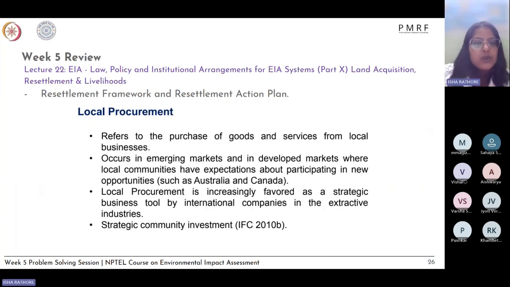We discuss local procurement, which refers to the purchase of goods and services from local businesses. This is to ensure that local procurement acts in favor as a strategic business tool by international companies in the industry. This is because when a project is being proposed at the site, you also say that because of the development of this project, we are going to use local goods, local services, and local labor. So they will get jobs and have some sort of benefit coming out of it directly. So this is another investment or strategic tool which is used in resettlement.